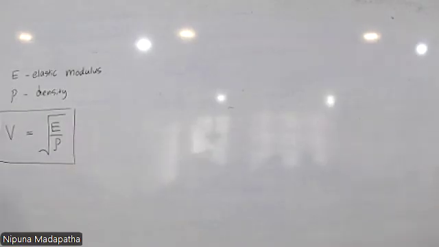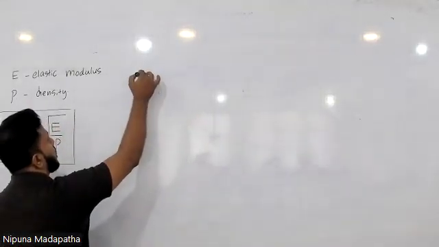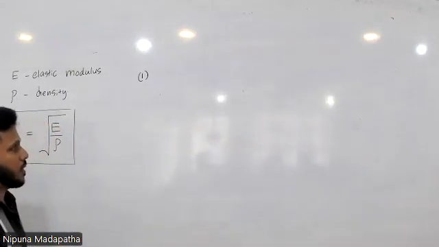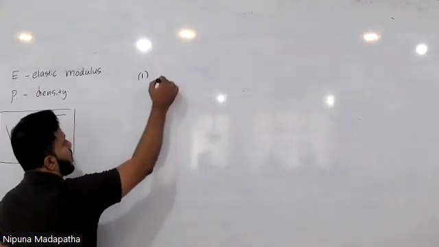This is known as Newton's equation for the speed of longitudinal waves. So what are the mediums that we can look at? There are three states of matter. That depends on the nature of the state of the medium. I will come to that. So what are the mediums that you can have?